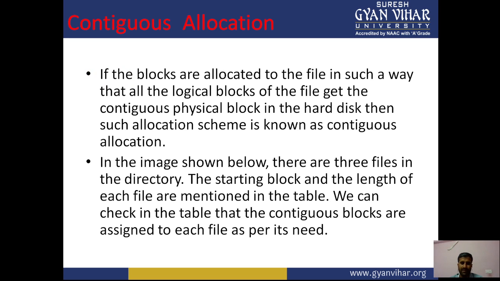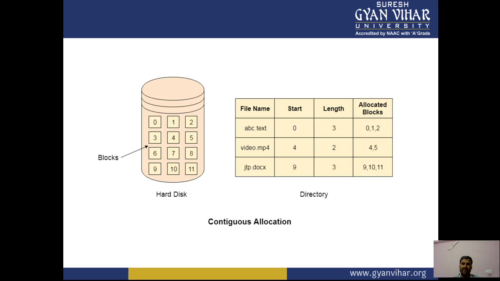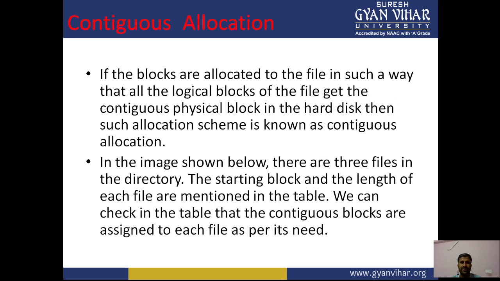There is a certain note which is very important to understand. Here there is contiguous allocation. Memory allocation and contiguous allocation are the same thing. If the blocks are allocated to a file in such a way that all the logical blocks of the file get contiguous physical blocks in the hard disk, then such an allocation is called contiguous allocation. In the image shown below, there are three files, and the directory, the starting blocks, and the length of each file are mentioned.